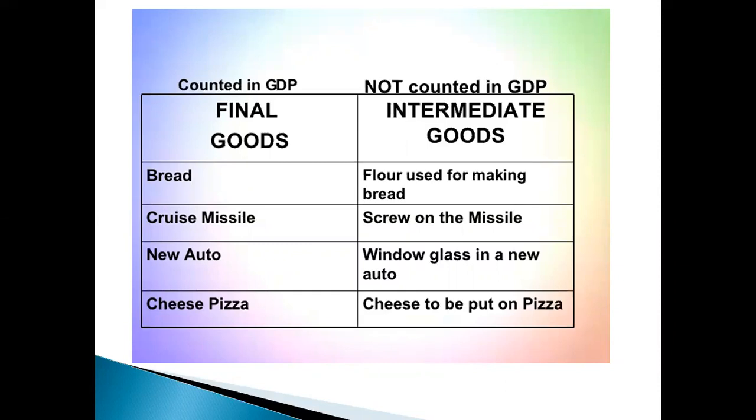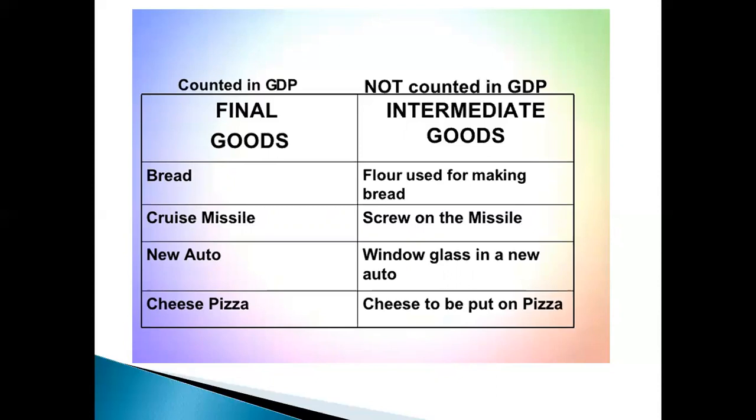Same is for cruise missiles. The cruise missile is a final good, but for producing these cruise missiles, if some screws are purchased, some tools are purchased, then these screws are intermediate goods. They're not the final good. A new auto is a final good, but the window glass of a new auto is an intermediate good, because that window glass is used by the manufacturer to produce the auto, but it is not the final product.